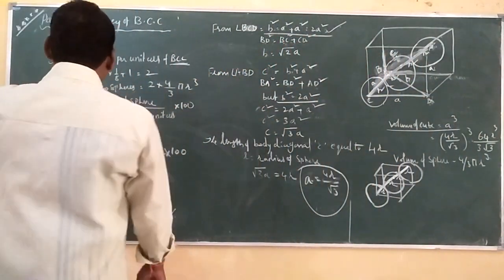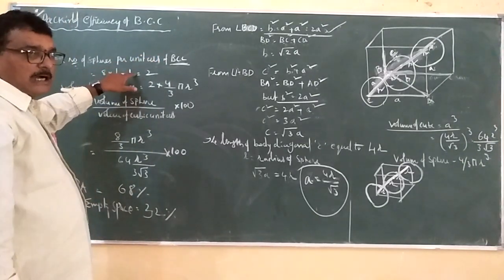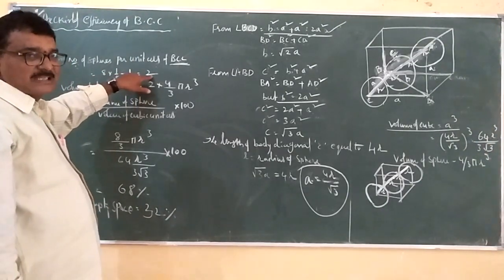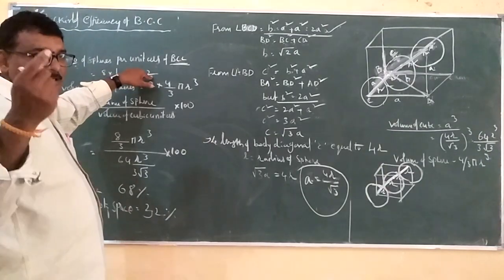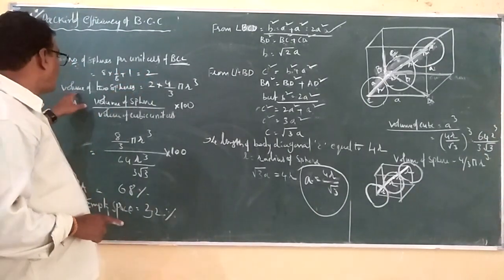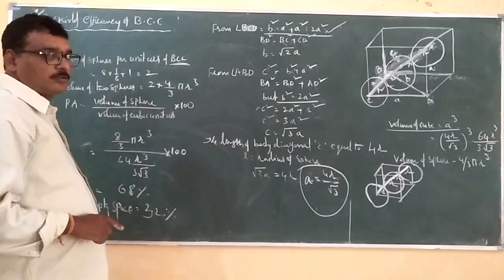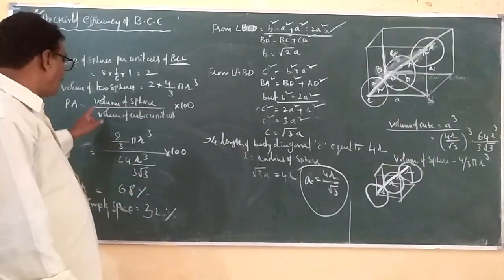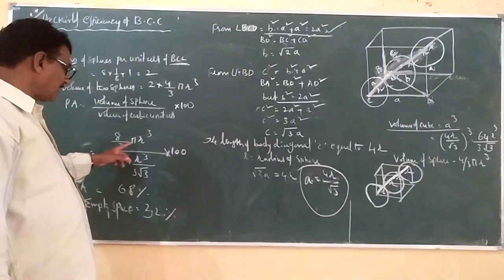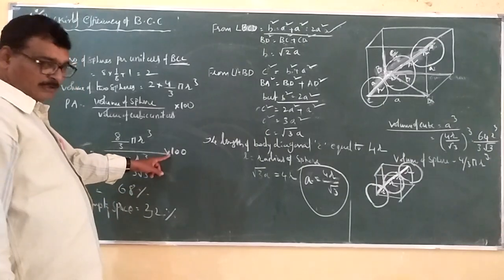The number of spheres per unit cell for BCC is corners plus body center: 8 into 1 by 8 plus body center 1, which equals 2 spheres in BCC. Previously, face centered has 4, body centered 2, and simple cube, last class, 1. Therefore, volume of 2 spheres is 2 into 4 by 3 pi r cubed, that is 8 by 3 pi r cubed. Packing efficiency is volume of sphere divided by volume of cubic unit cell into 100: 8 by 3 pi r cubed divided by 64 r cubed by 3 root 3, into 100.